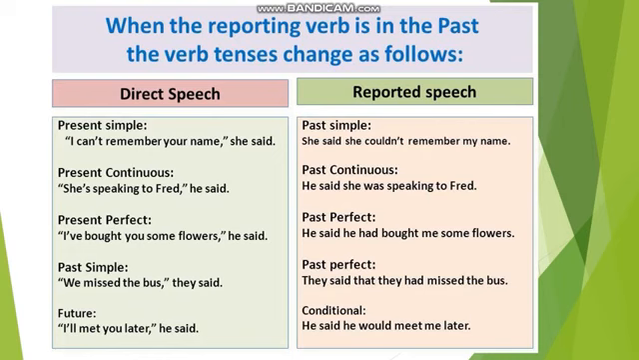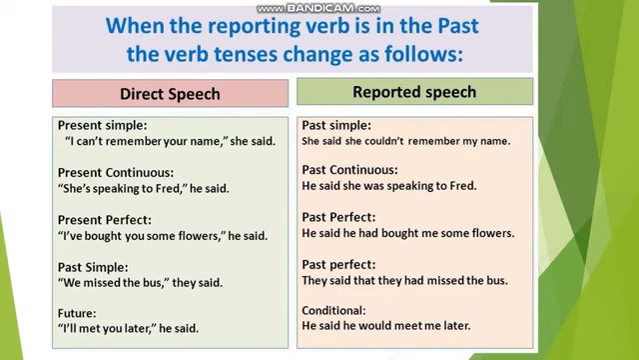Present continuous changes to past continuous. "She is speaking to Fred," he said. He said she was speaking to Fred. Present perfect changes to past perfect. "I've bought you some flowers," he said. He said he had bought me some flowers.